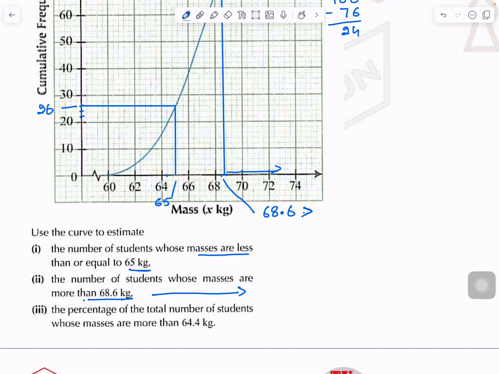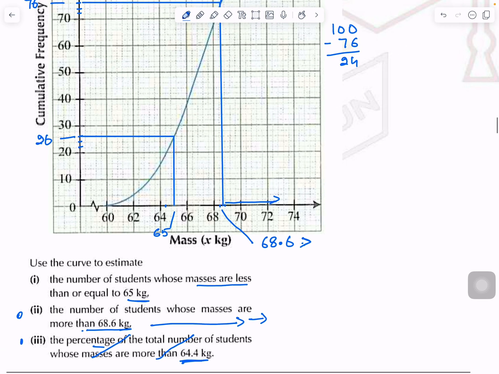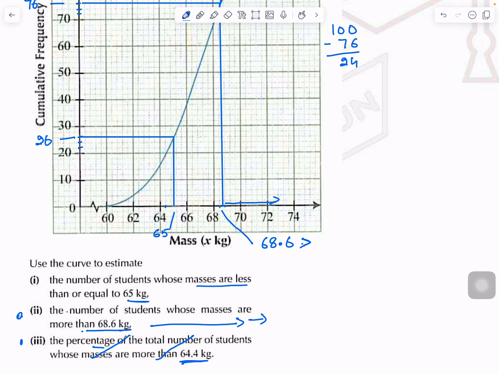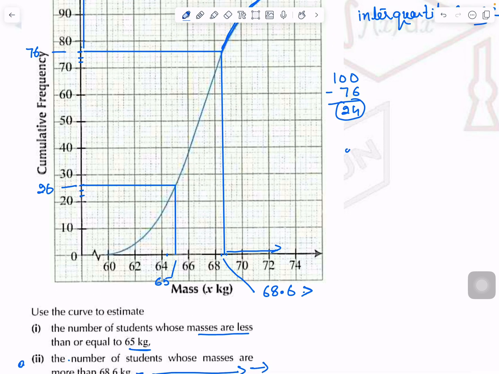Now, for example, if the same question says find the answer in terms of percentage, because part 3, if you notice, is exactly like part 2 but for the weight 64.4 and in percentage. Let's do it here for this part 2. If I said find the percentage of the total number of students whose mass is more than 68.6, I've already found the answer 24. I will do 24 divided by 100 times 100. So 24% of the students, right?